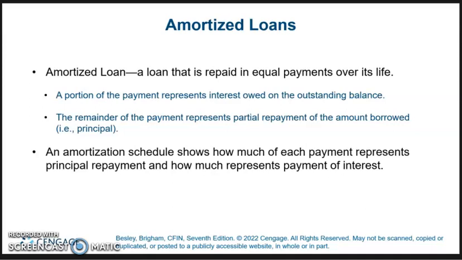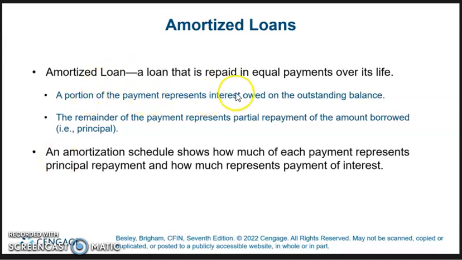So, amortized loans. An amortized loan is a loan that is repaid in equal payments over its life. Aside from credit cards, lines of credit, and so forth, the vast majority of loans that we have are amortized loans. They're also called installment loans.